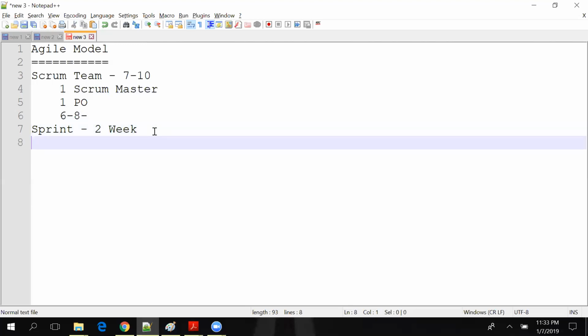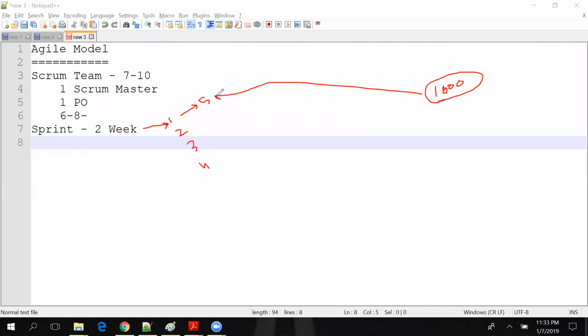Now first we have to decide the sprint length. Based on that, we have to decide how many stories, how many requirements, we can pick. For example, think about it: there are 1,000 requirements total. Once we start, that is called the first sprint, then the second sprint, third sprint, like this. The first 2 weeks will be the first sprint. We have to decide out of 1,000 how many we can do. So we decide we will do 5 requirements. Within 2 weeks, we have to do the requirement analysis, design, coding, testing, everything.